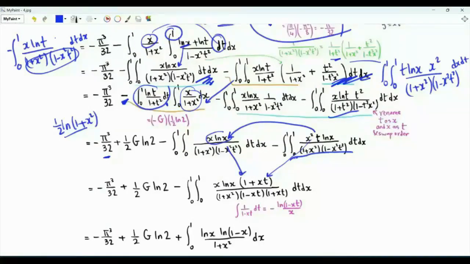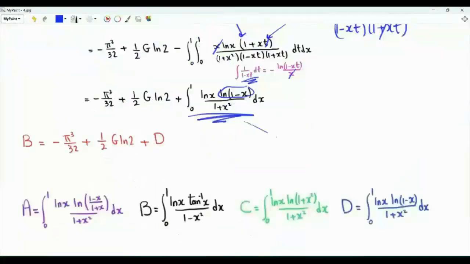In the denominator, we have 1 minus x squared t squared, which can be factored as 1 minus xt times 1 plus xt. This and that go away. The only remaining term that contains the variable of integration t is 1 minus xt in the denominator. This integral is minus ln 1 minus xt divided by x. This x goes with that x. When t is 0, this is 0. When t is 1, we have the natural logarithm of 1 minus x. Who is this guy? It is the integral d.